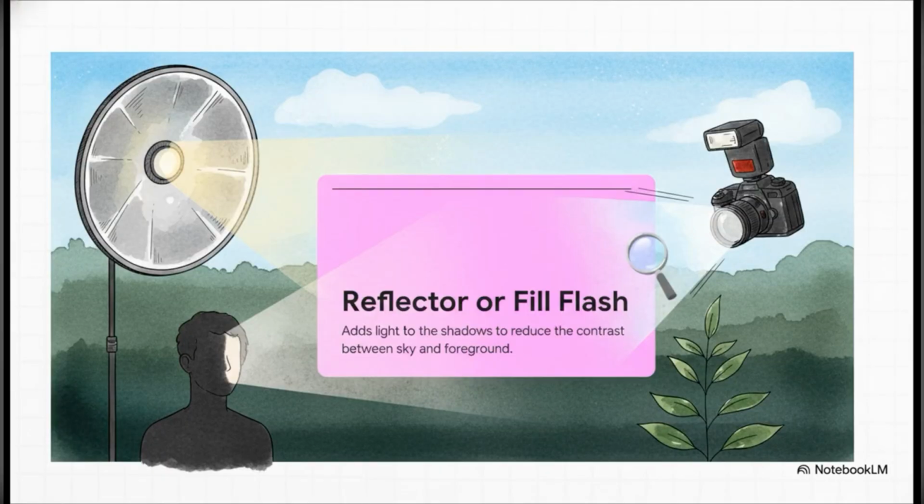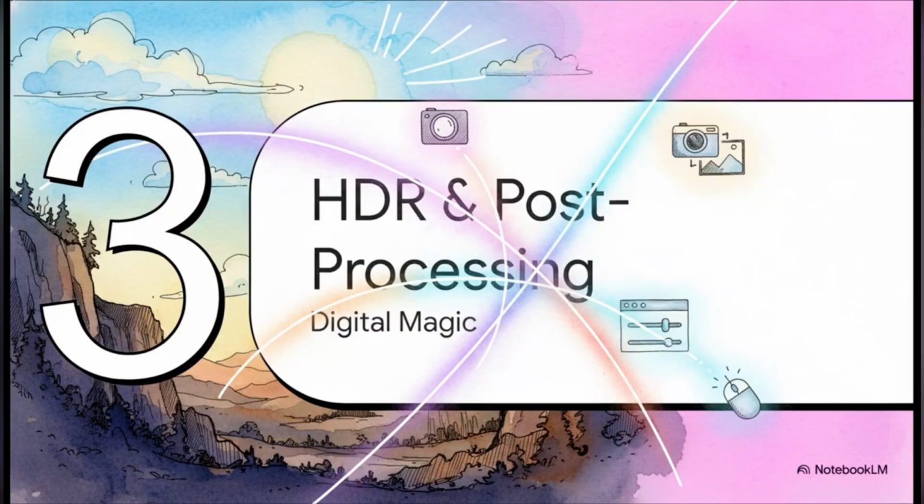But hey, what if you can't darken the sky? Well, then you lift the foreground. Grab a simple reflector to bounce some natural sunlight back or fire off a fill flash. You're just adding a kiss of light to your subject to match the bright ambient exposure of the sky behind them. Instead of dimming the sun, you're actively reducing that harsh contrast by physically bringing up the light levels in the shadows yourself.